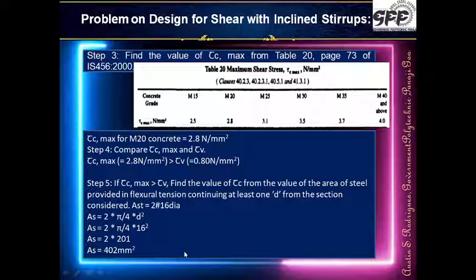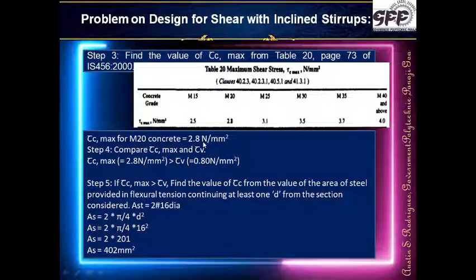Now in step number 3, we are trying to find out the value of tau c max. Please note that this procedure goes exactly along similar lines as the procedure for vertical stirrups. So finding the value of tau c max from table 20, this has been given on page number 73 of the code, that is IS 456 2000. Now in order to refer to the code, we need to know what type of concrete we are using. The concrete we are using is M20. So for M20 concrete it is 2.8. So tau c max for M20 concrete is 2.8.